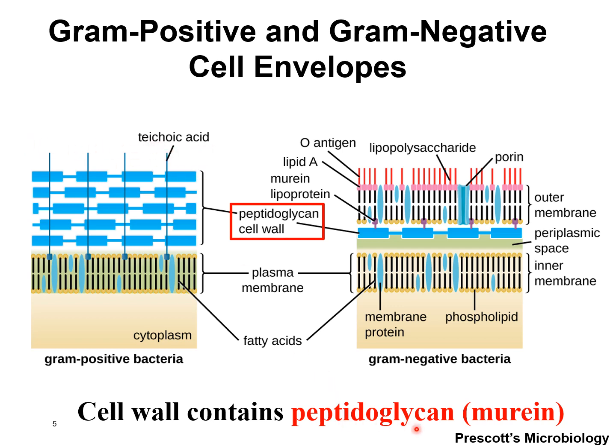Another term you might hear is that peptidoglycan is also called murein. Murein just means wall, and that's where that name came from. I won't use that term. We'll just call it peptidoglycan, but you might see that in other places.